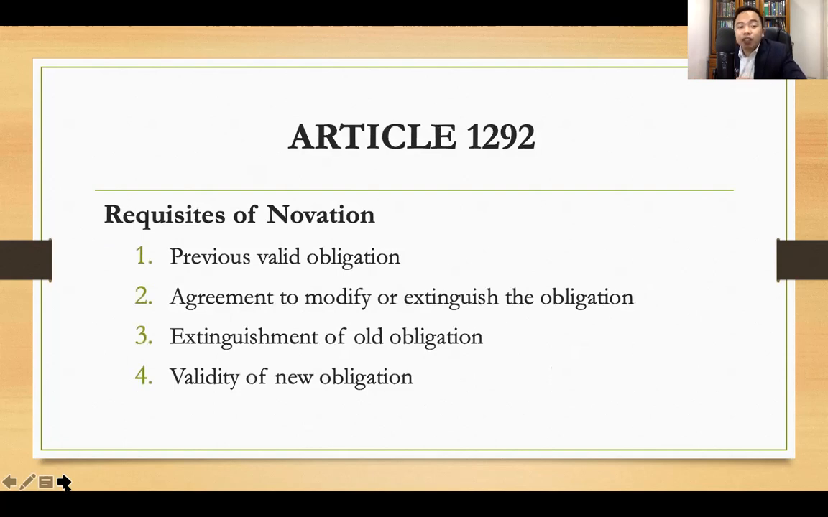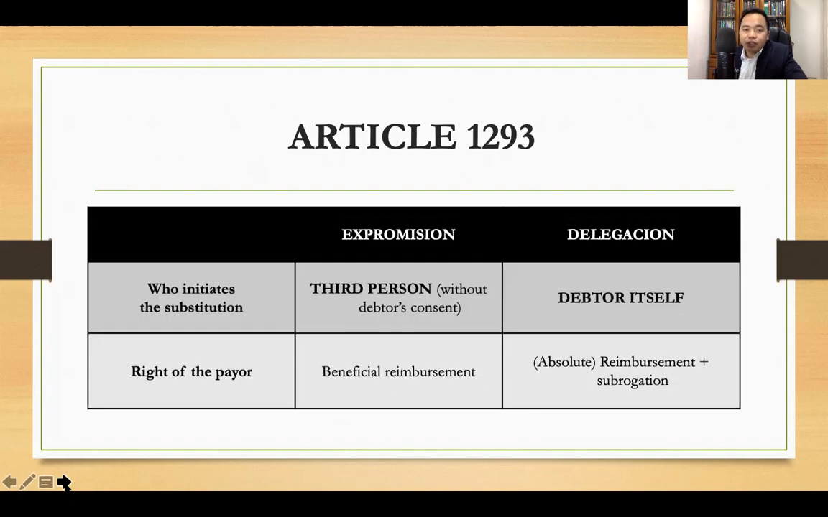Memorize the requisites of novation. Memorize. There must be a previous valid obligation. Kasi class, if the old obligation is void, then there can be no novation. Novation presupposes that the previous or old obligation is valid. Number 2, agreement to modify or extinguish the obligation. 3, extinguishment of the old obligation. And number 4, validity of the new obligation. Tandaan ninyo ang graph na yan.